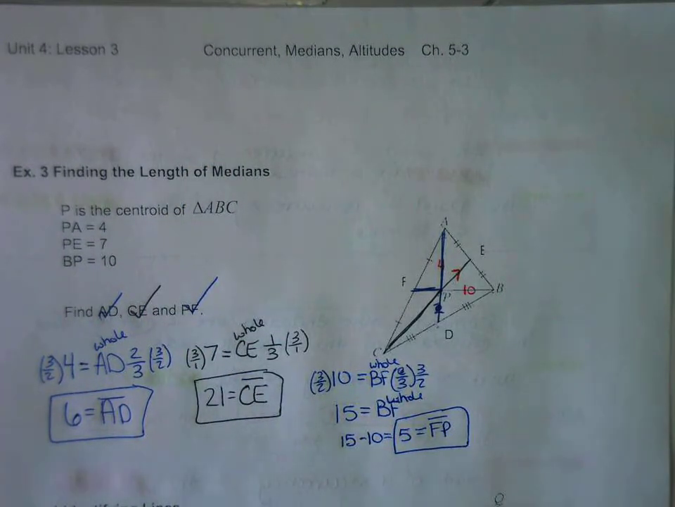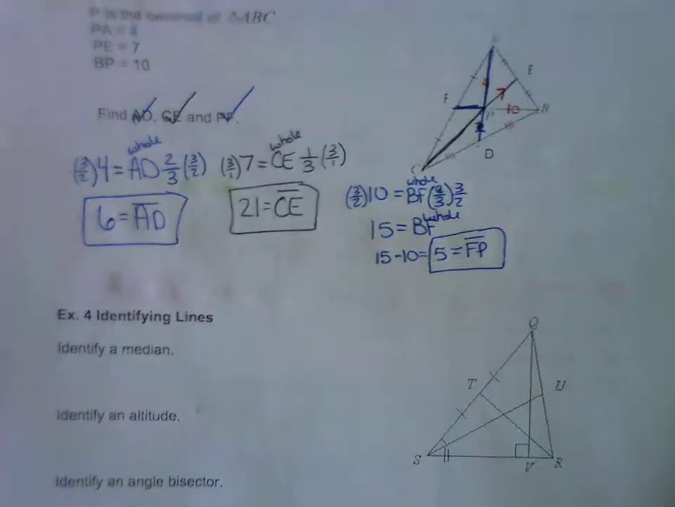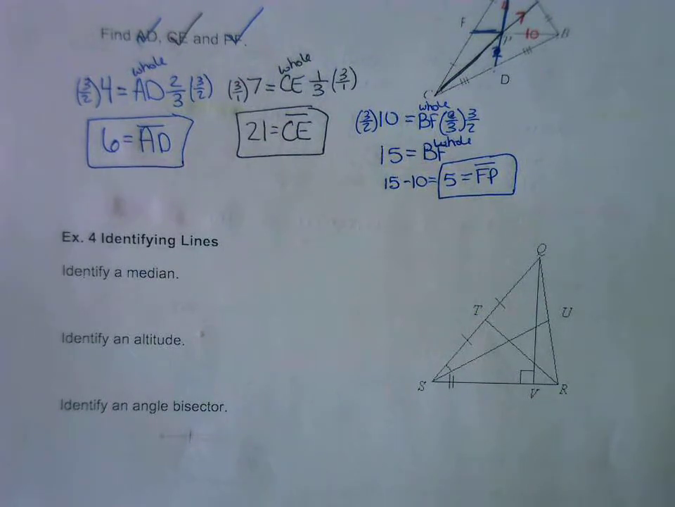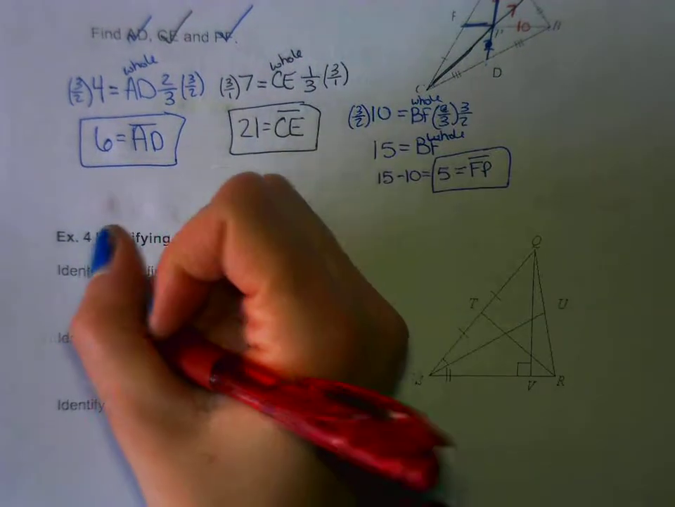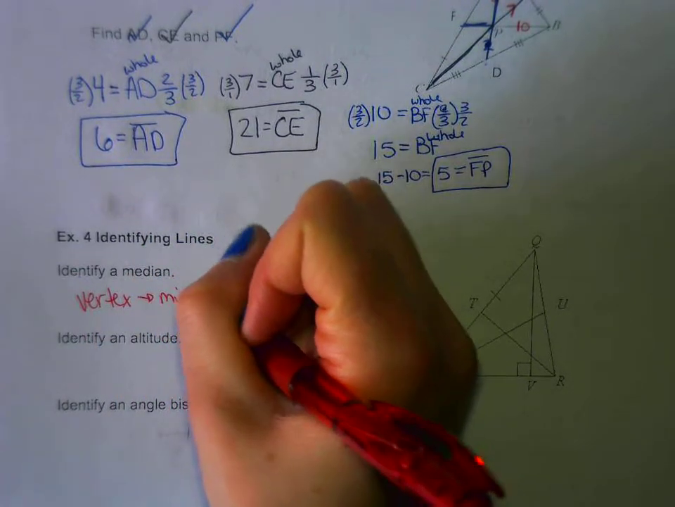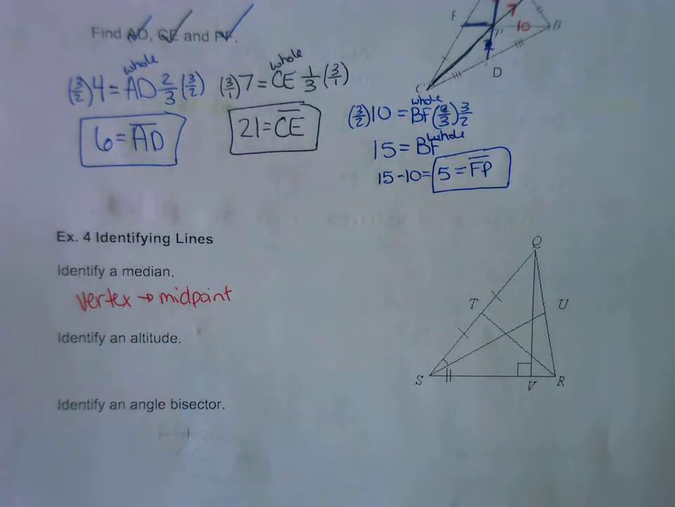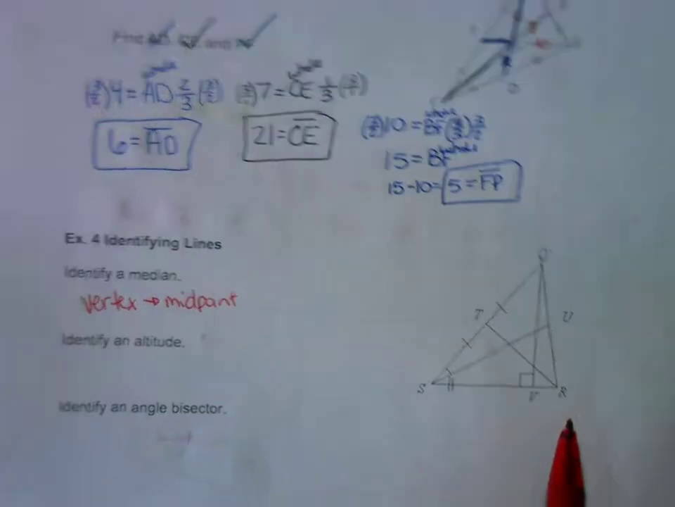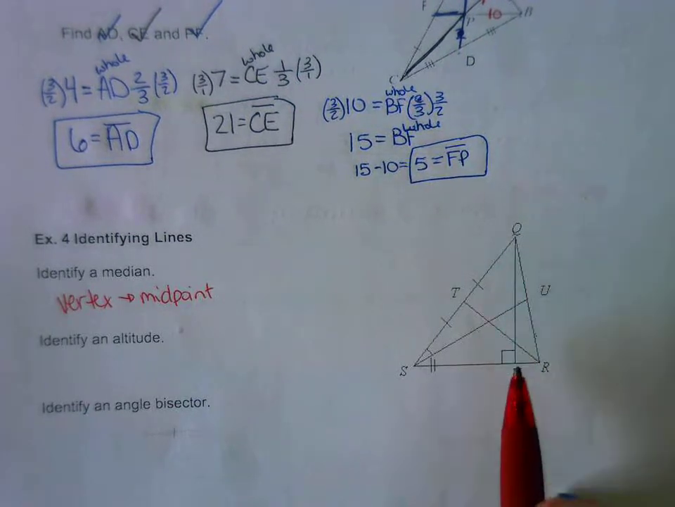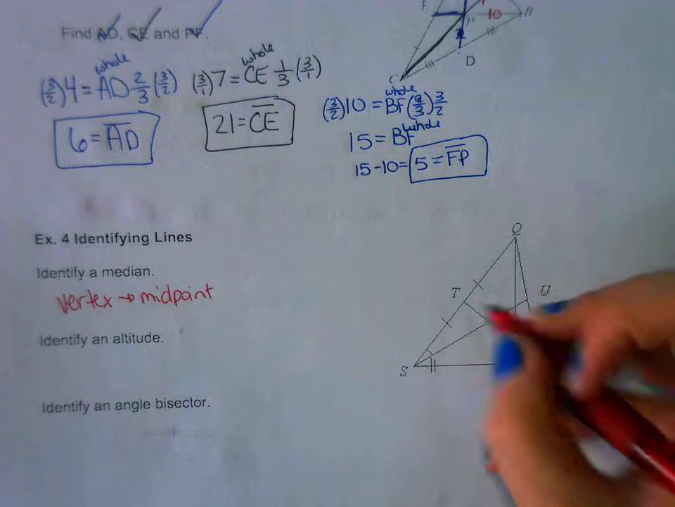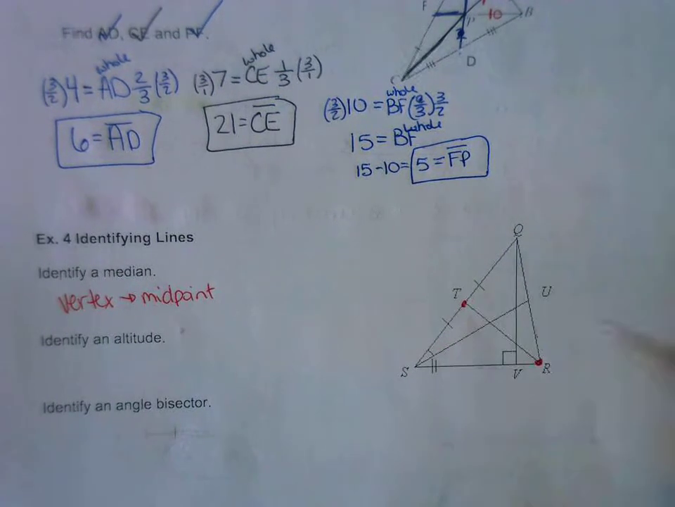Alright, example 4, we want to identify our lines. So the first one we want to identify is our median. So remember, our median deals with a vertex and it goes to a midpoint on its opposite side. So if I'm taking a look, here it starts at a vertex, but it doesn't identify that it's the midpoint. That one starts at a vertex, but that doesn't identify it's a midpoint. Here, I start at a vertex, and I go to a midpoint, because I know those two are congruent. So my median is RT.